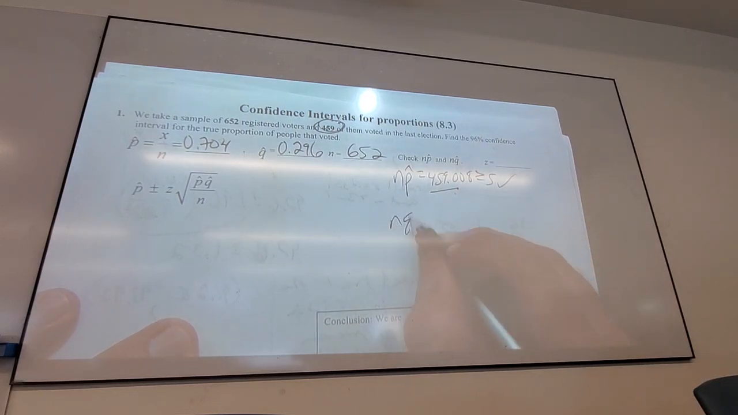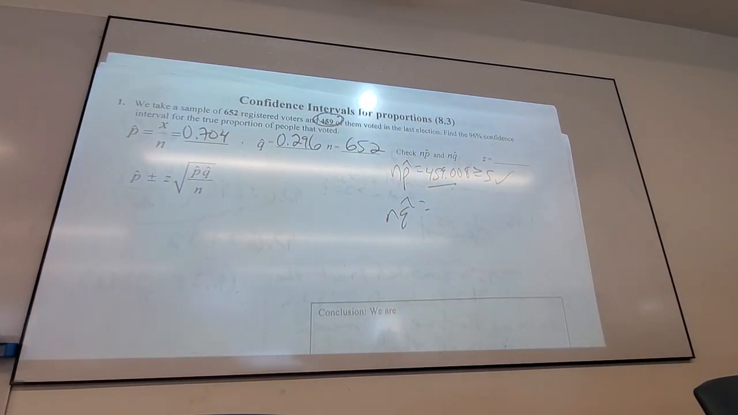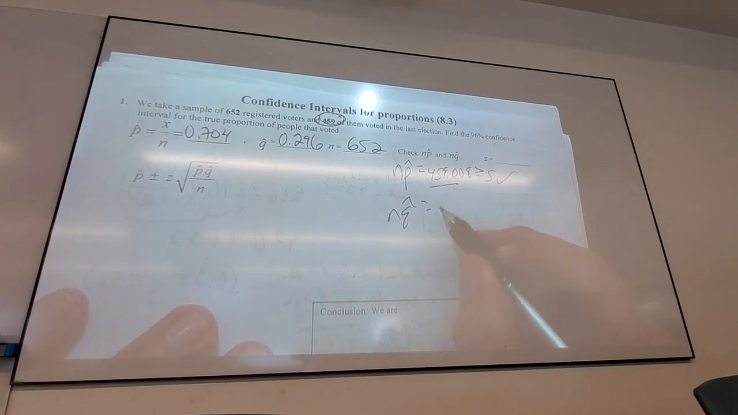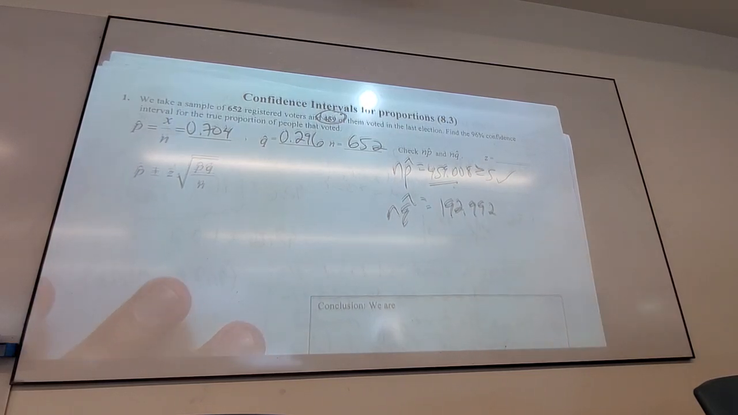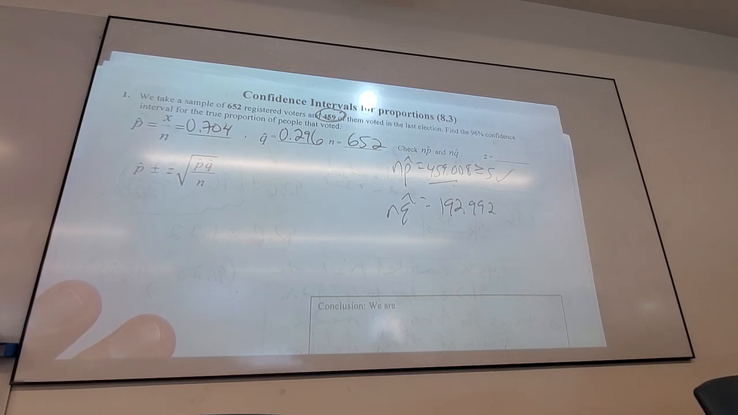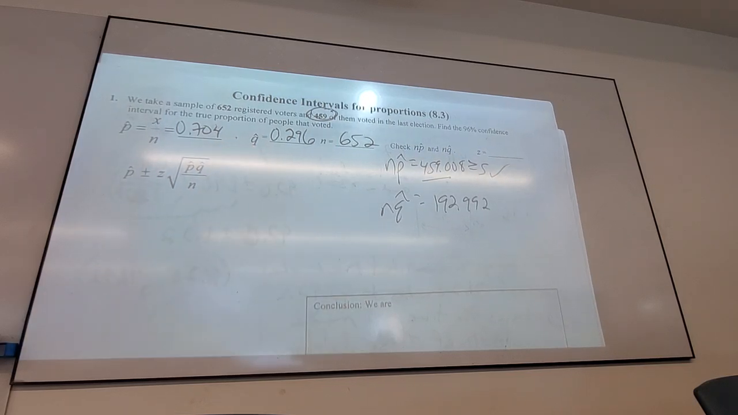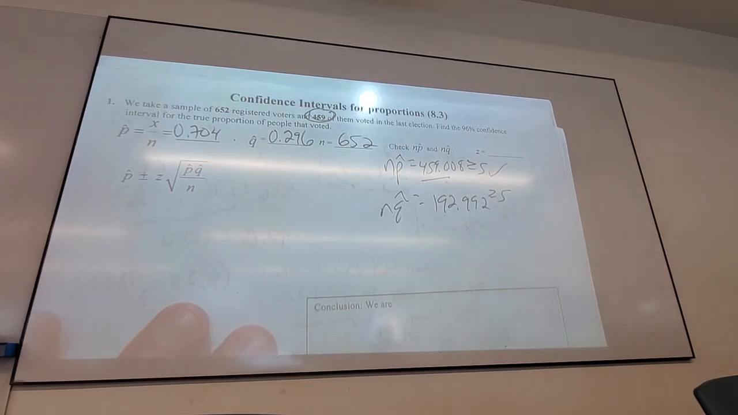What's nq hat? Somebody else. 192.992. Do it again. 192.992. Sounds not quite right, I don't think. Let's see. That's what I got. Oh, I'm doing it backwards. I'm sorry. You're fine. And that's at least 5.